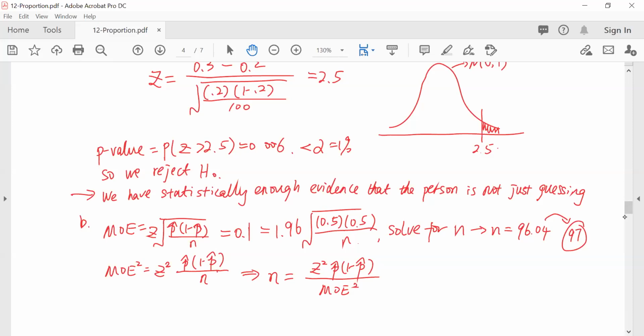But if you don't know your sample proportion, you will need to plug in p equals 0.5 when you will make this the largest. So you will have enough sample size n to satisfy your MOE. Okay, I will stop the lecture here for this video.